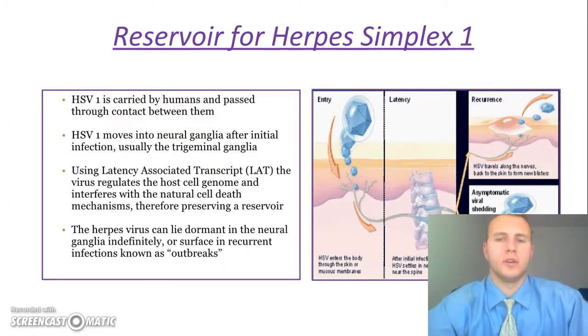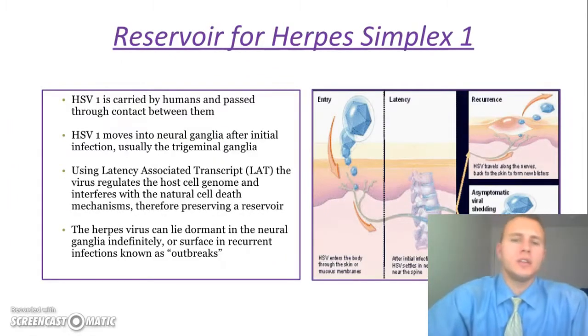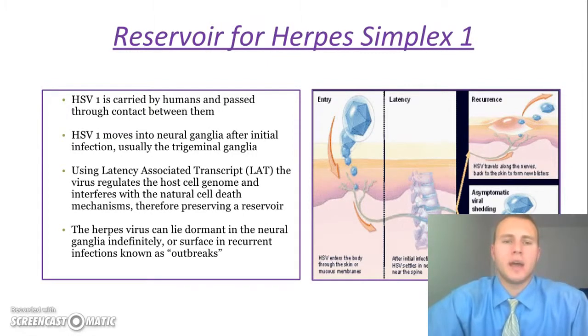Moving on to the reservoir of herpes simplex virus. HSV-1 is carried by humans and passed through contact between them. This can be spread through contact with saliva, such as sharing drinks and kissing. HSV-1 moves into neural ganglia after initial infection, usually the trigeminal ganglia. As shown in the figure on the slide, using latency-associated transcript, the virus regulates the host cell genome and interferes with the natural cell death mechanism, therefore preserving a reservoir.